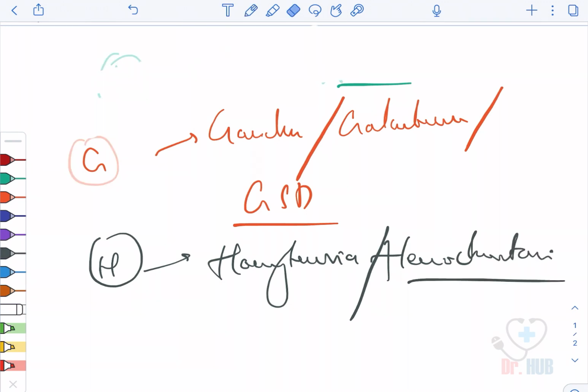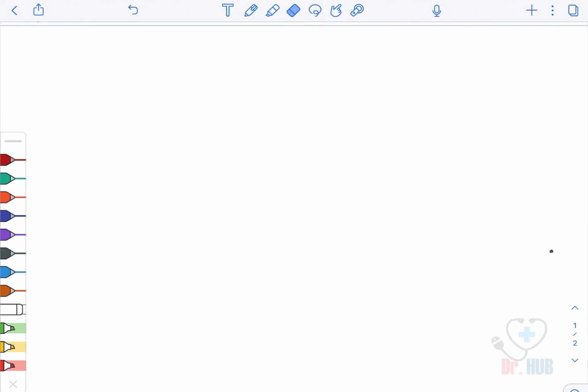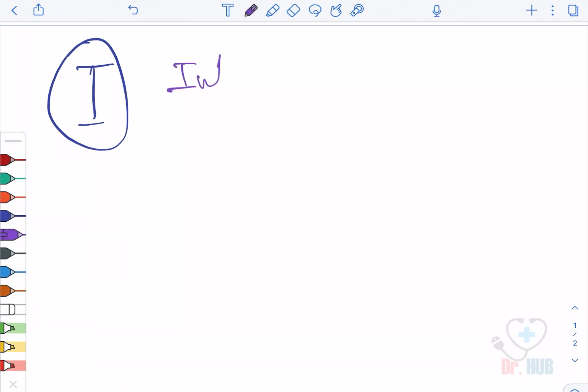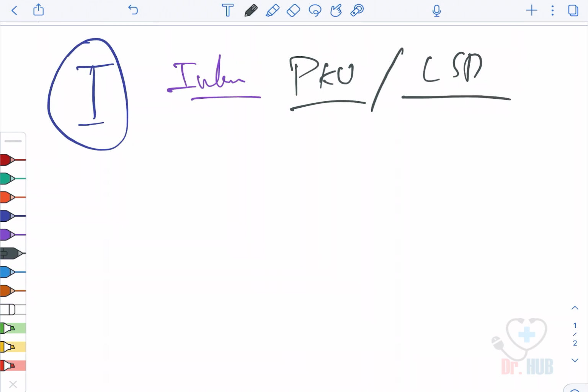Then moving on, we look at the letter I. So I stands for the inborn errors of metabolism such as phenylketonuria and the lysosomal storage diseases.